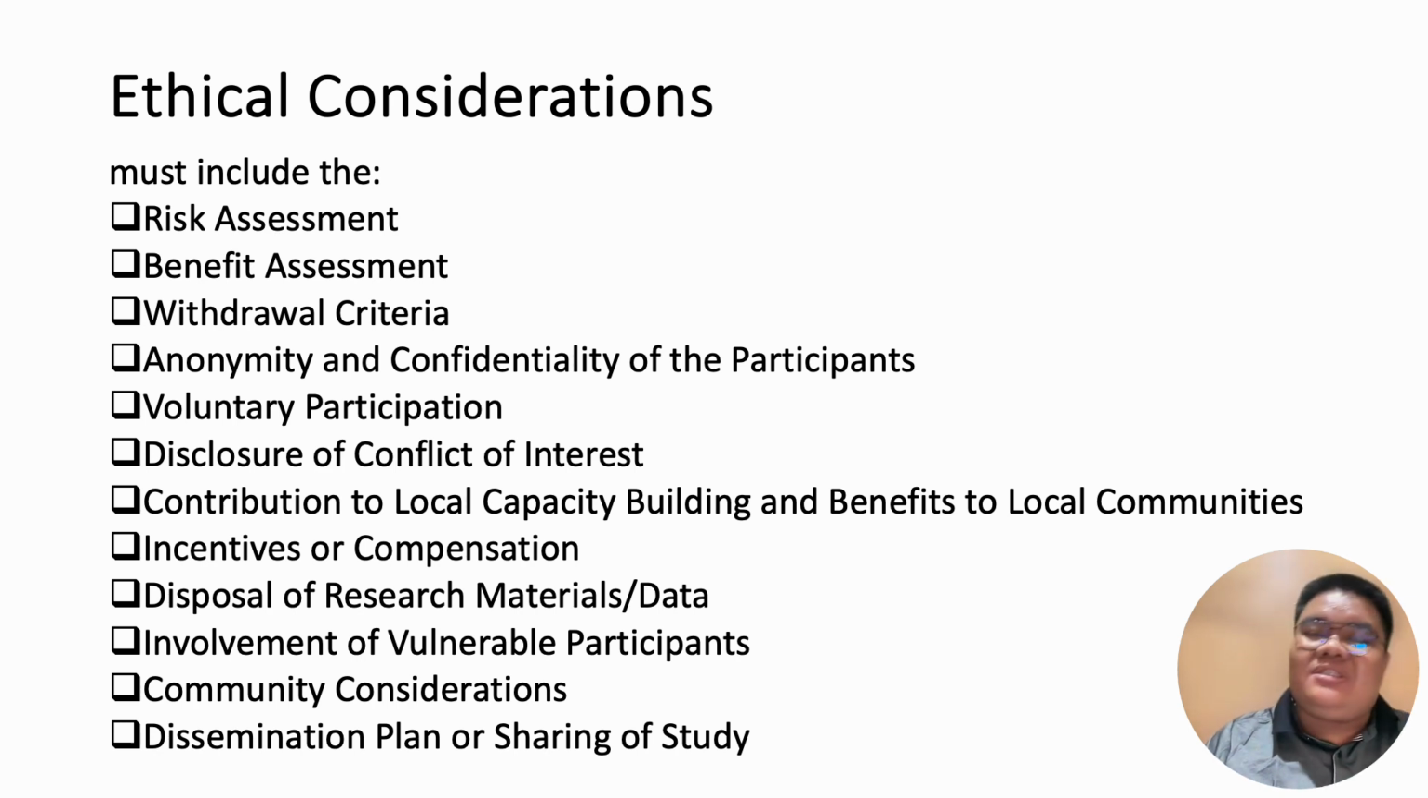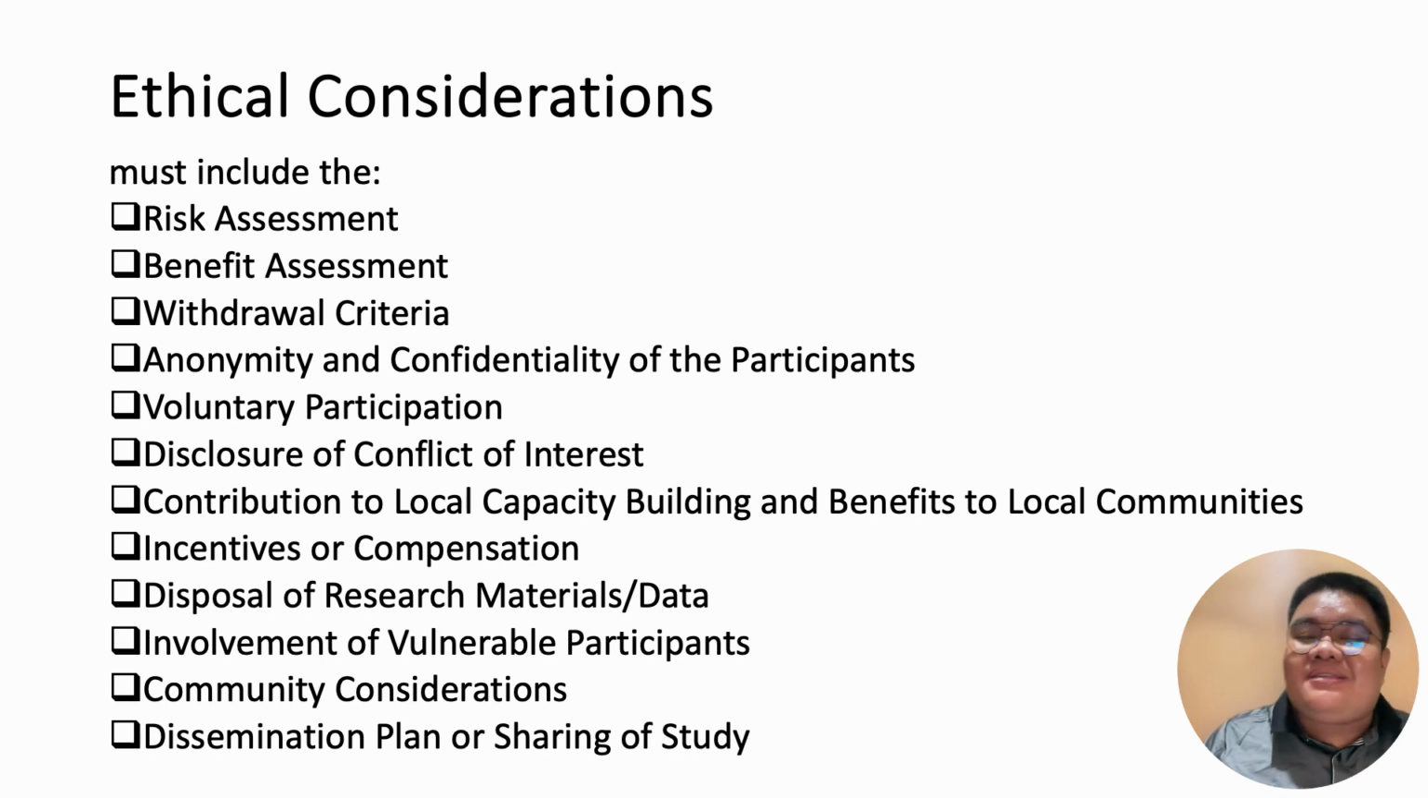Other than that, voluntary participation should also be emphasized. If there is any conflict of interest, you should be able to disclose. What are examples of conflict of interest? For example, if you're conducting a study about a certain antimicrobial drug, and then you are sponsored by the pharmaceutical company that developed the same drug, you need to declare that as part of your conflict of interest. You need to indicate that this study is sponsored by pharmaceutical company A who developed also the drug under testing.